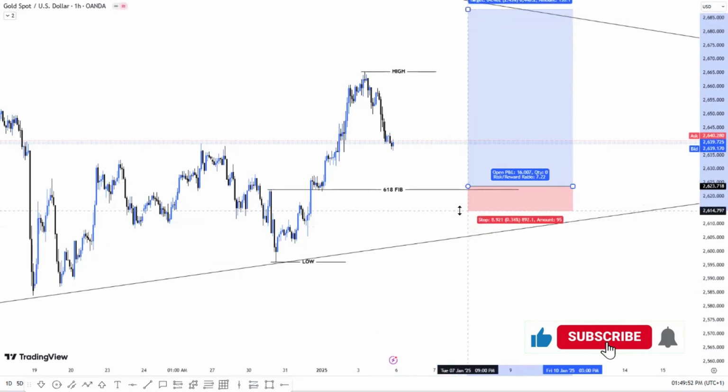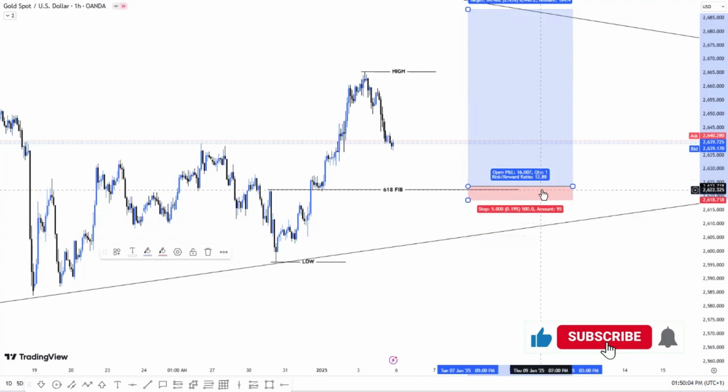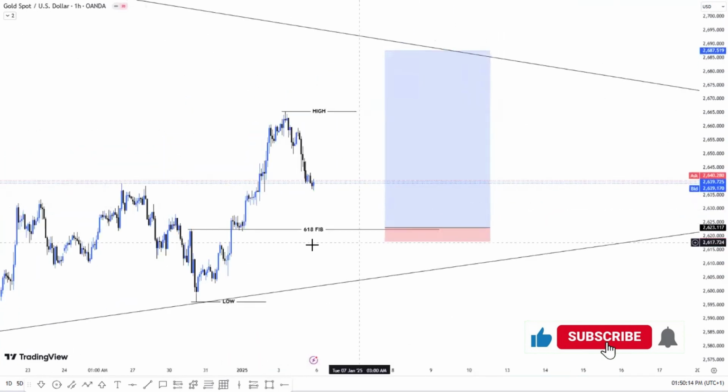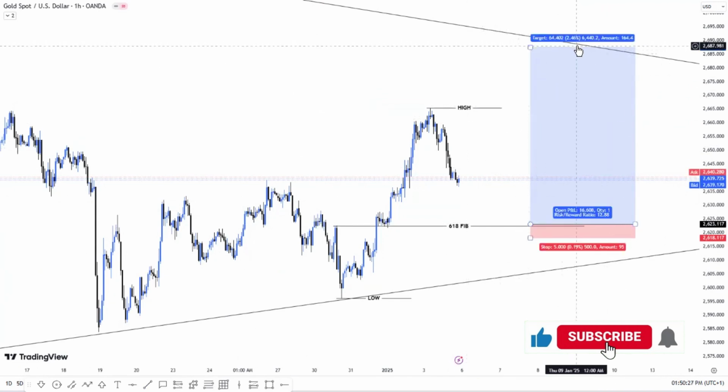So now, my stop loss will be around 50 pips. This is 50 pips. We're talking about gold here. Stop loss will be around 50 pips. So this is my setup on gold. I'll be waiting patiently for this market to come down to this level. Given my entry confirmation, then I'll write it up here. First TP is at this high here, then second TP is at this trend line here.